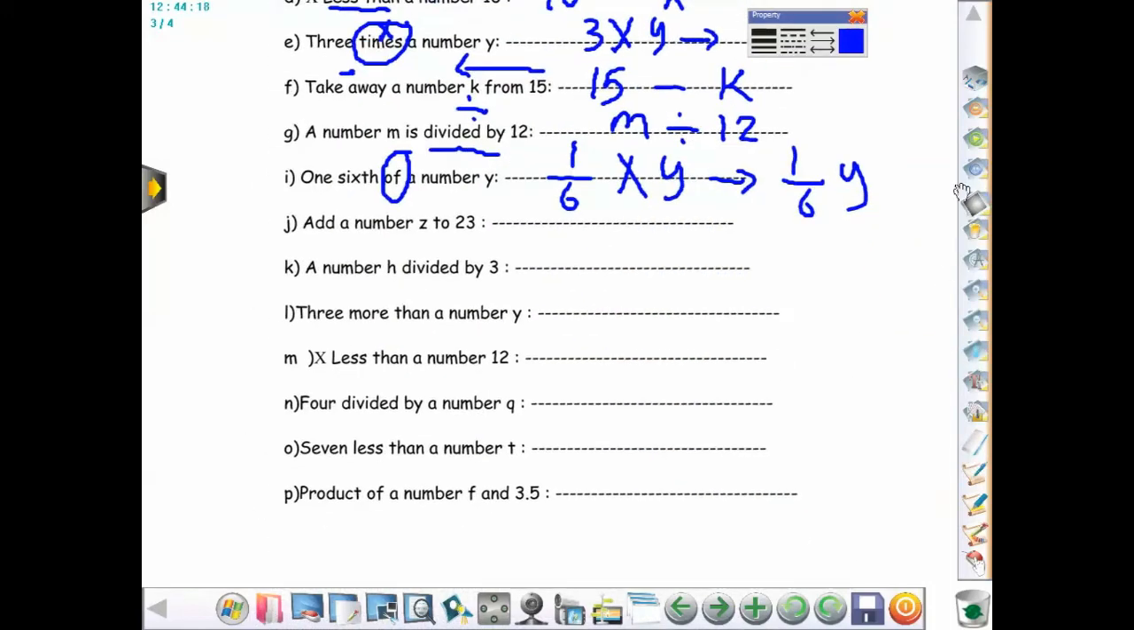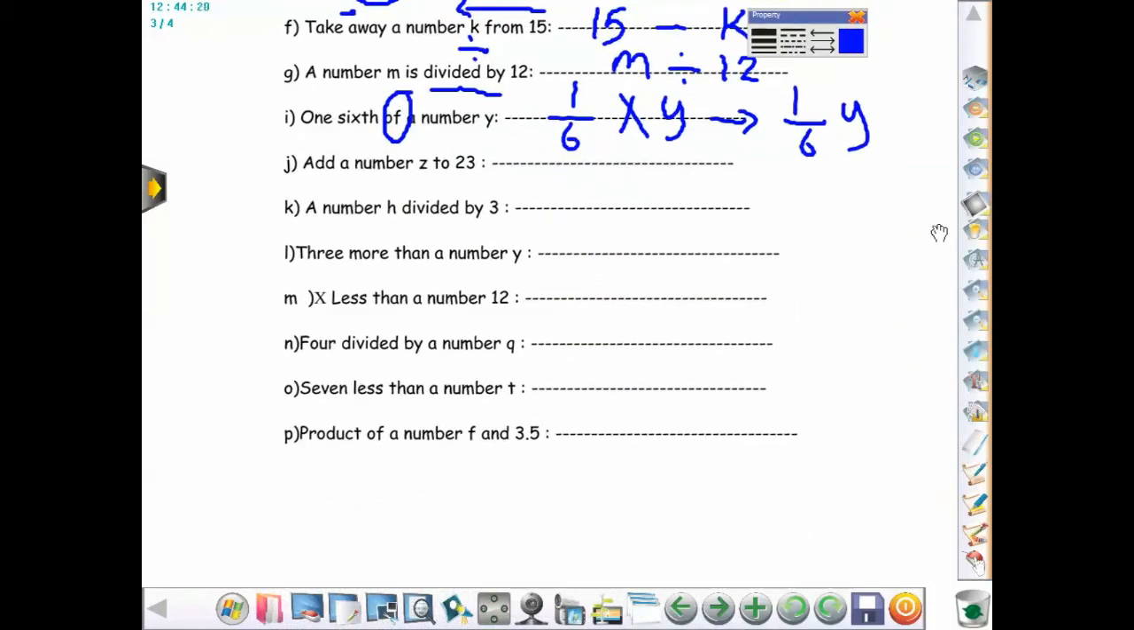Okay, move it up. Letter J. In letter J we have add. What is the meaning of add? Yes, sure, it's a plus. Add a number z to 23, which means z plus 23. And number h divided by 3.